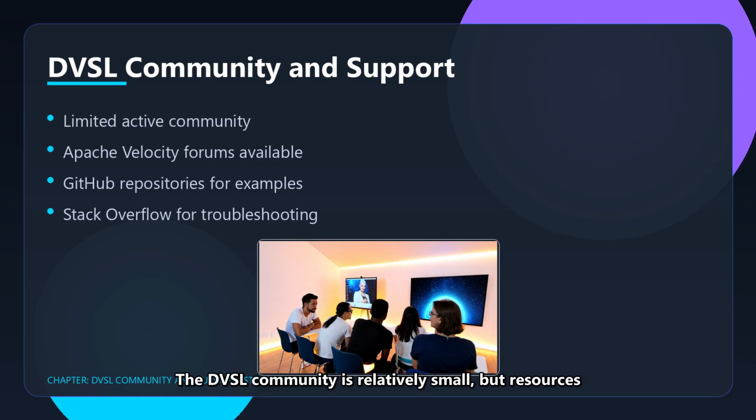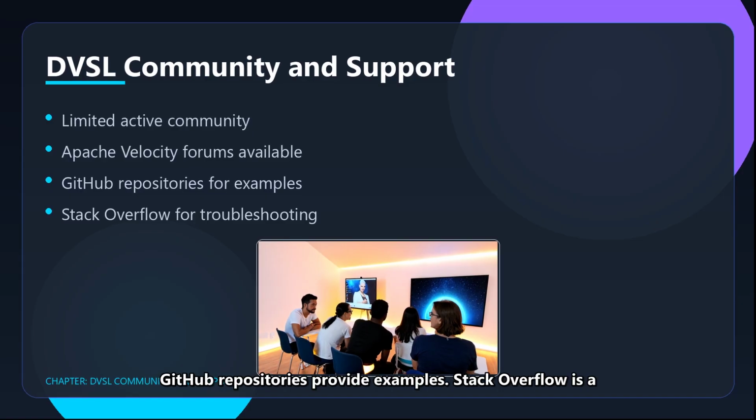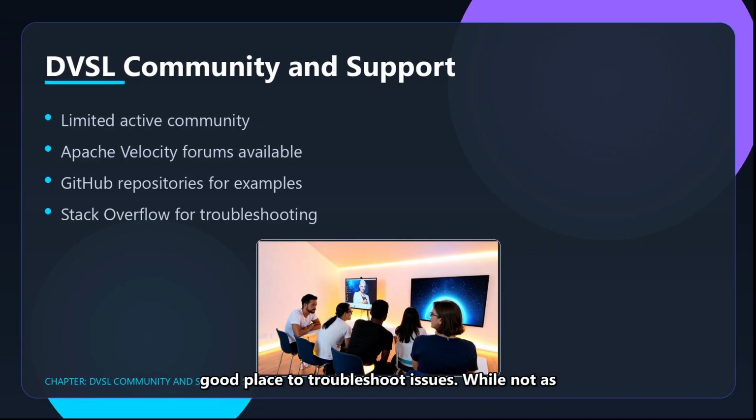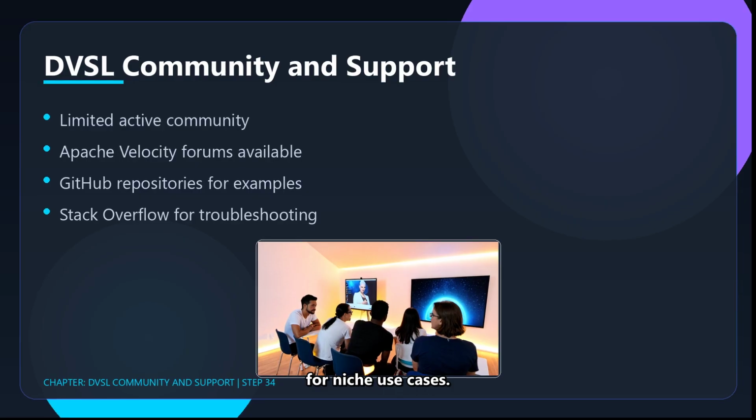The DVSL community is relatively small, but resources are available. Apache Velocity forums offer support, and GitHub repositories provide examples. Stack Overflow is a good place to troubleshoot issues. While not as active as other tools, the community is helpful for niche use cases.